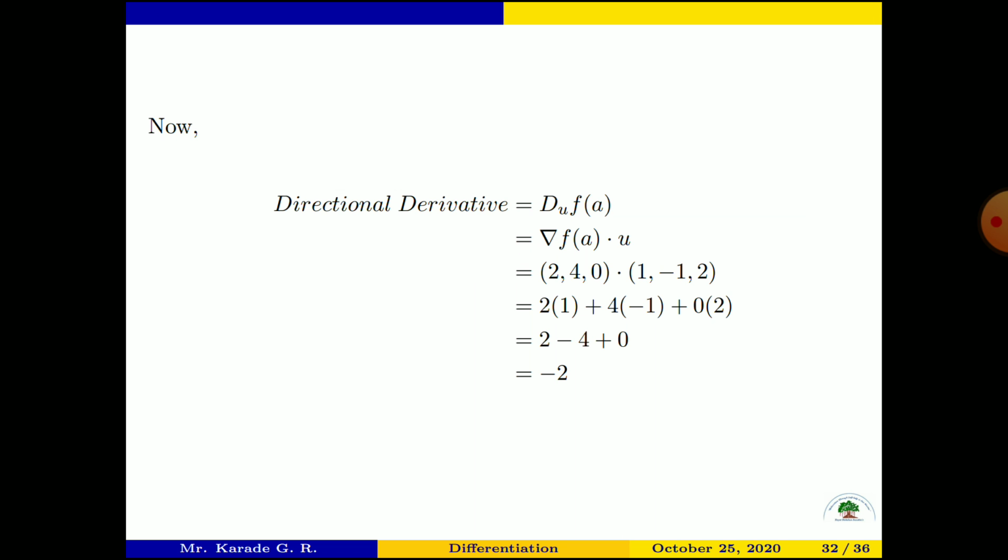It is equal to 2 into 1 plus 4 into minus 1 plus 0 into 2. It is equal to 2 minus 4 plus 0. It is equal to minus 2. Thus the directional derivative of function f at point A in the direction of u is equal to minus 2.